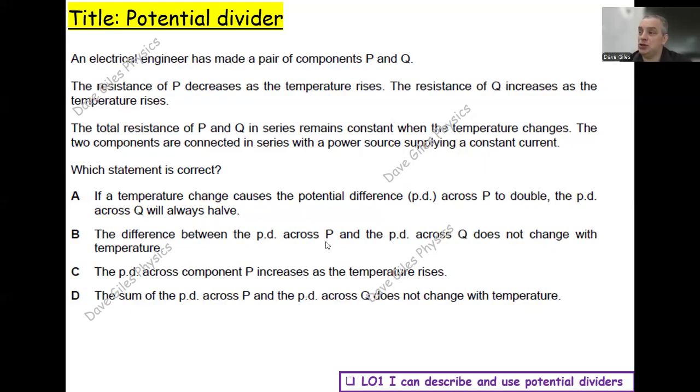The difference between the potential difference across P and the potential difference across Q does not change with temperature. The total PD doesn't change. However, the difference between them does change, so that's not true. The PD across component P increases as temperature rises. So the resistance of P decreases as temperature rises, which means the PD across it will drop. So that's not true. The sum of the potential difference across P and the potential difference across Q does not change with temperature.